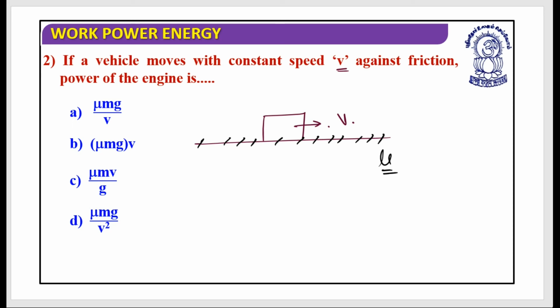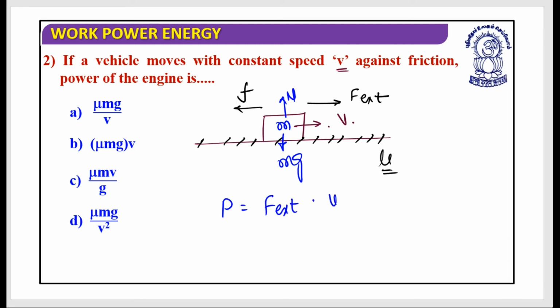And what I need is power. As it is moving in this direction, this is F external required. If it is moving in this direction, friction would be in this direction. This is having mass m, so this should be normal, this should be mg, and the power is equal to F external dot V.